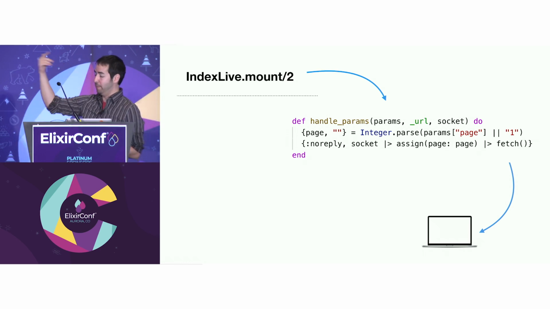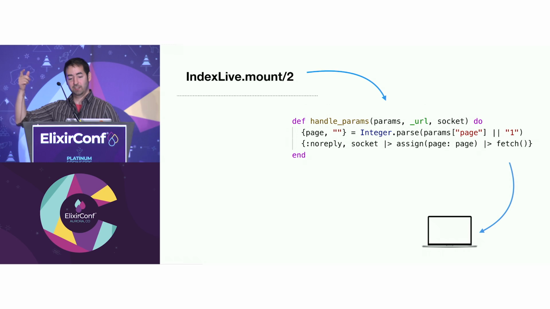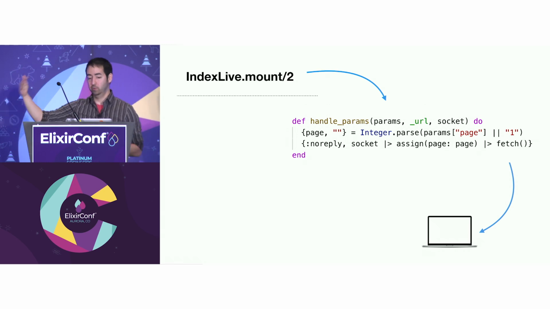So initially, mount, then immediately call handle params. It's an optional callback. We fetch our data, we assign to the socket as we're used to, and the UI gets sent down to the client.